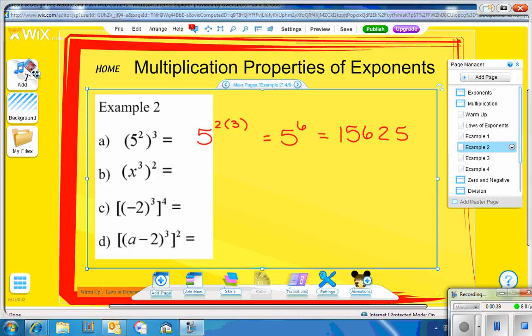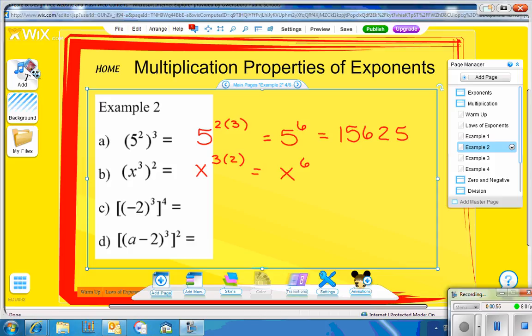All right, same with the variables. One base, with an exponent raised to an exponent. You multiply the exponents, so it gives you x to the 6. You can't simplify it anymore, and you're finished.